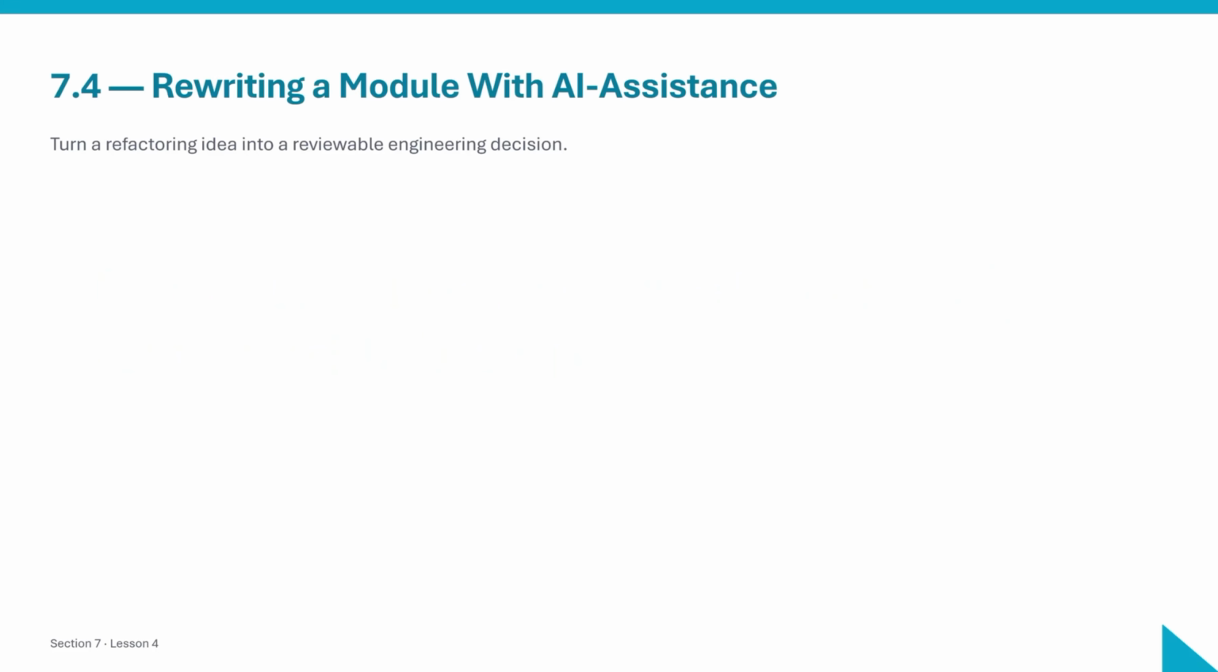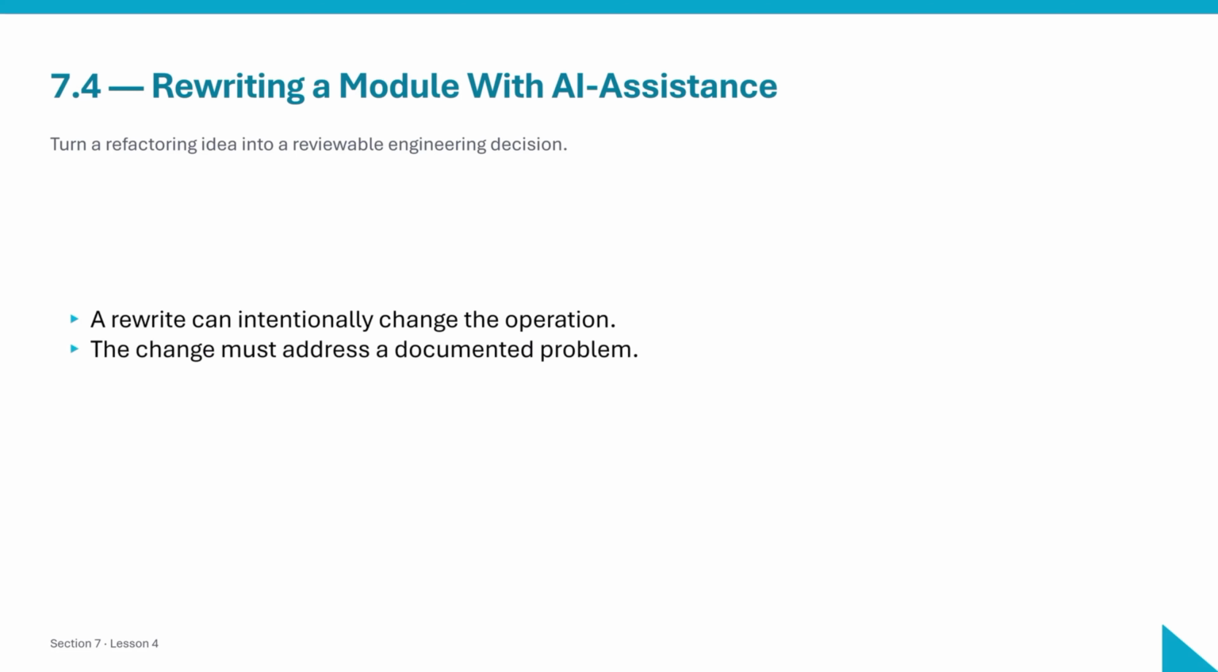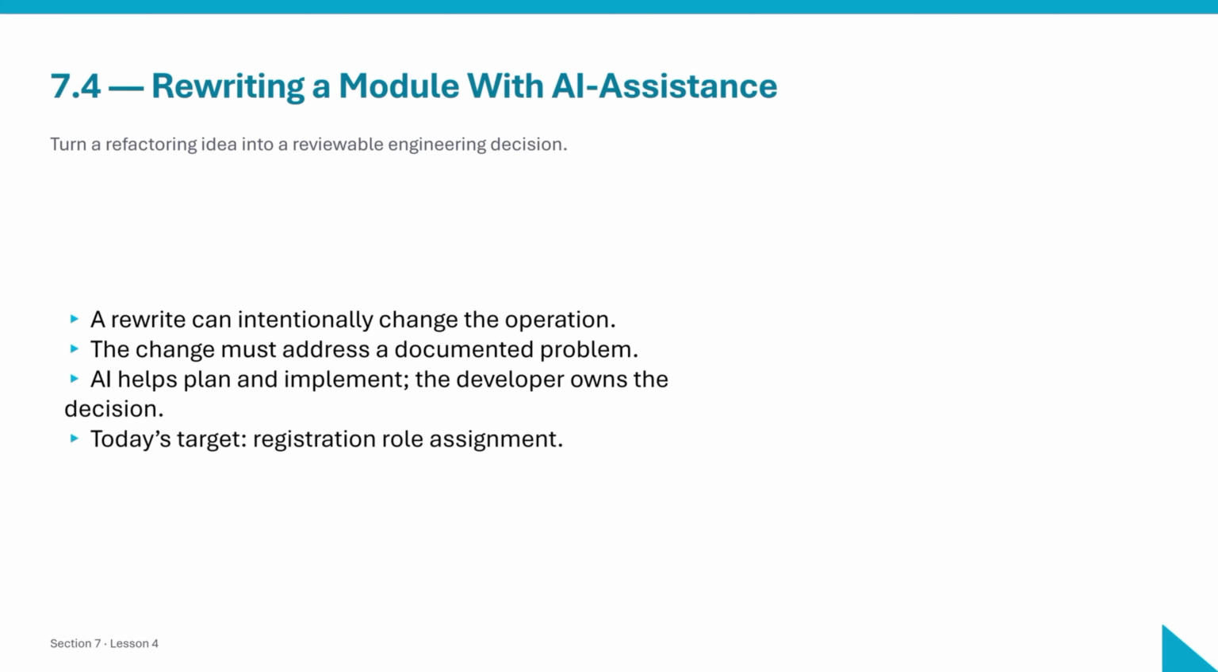Now we've seen how to use the AI to refactor, but now we have a task where we actually need to rewrite one of the modules. That means we're going to intentionally change the operation and address a documented problem. We want to prioritize whatever has been highlighted in the documents as gaps. Those are the things that we really want to address. AI can help to plan and implement, but the developer always owns the decision.